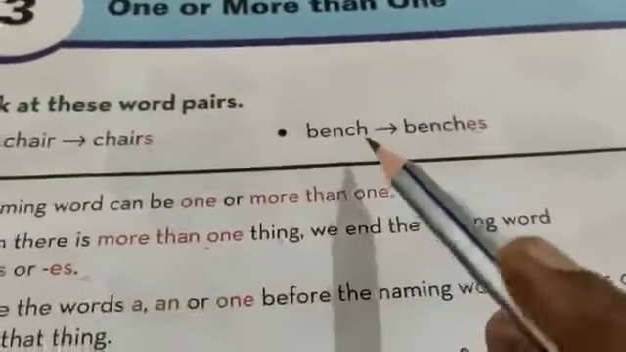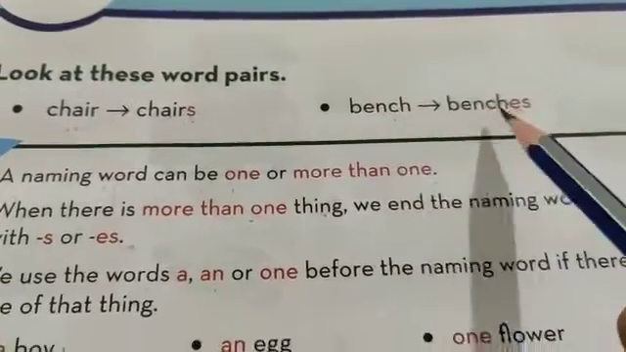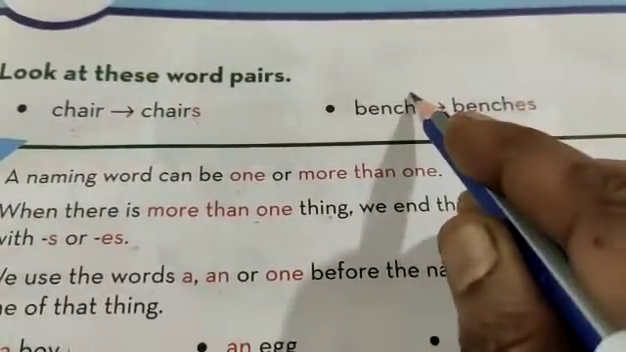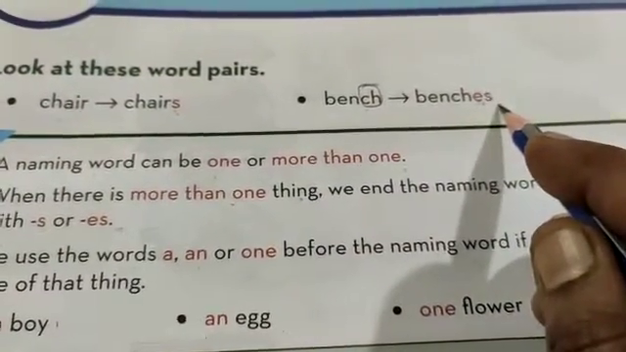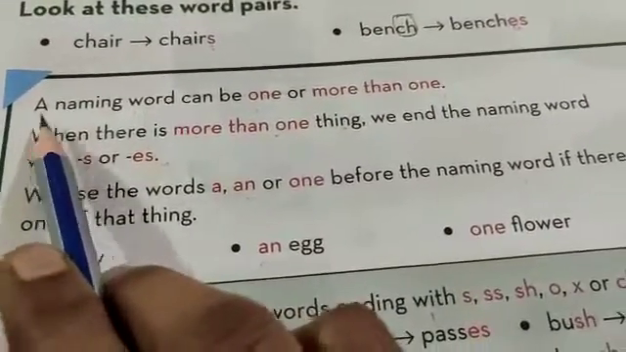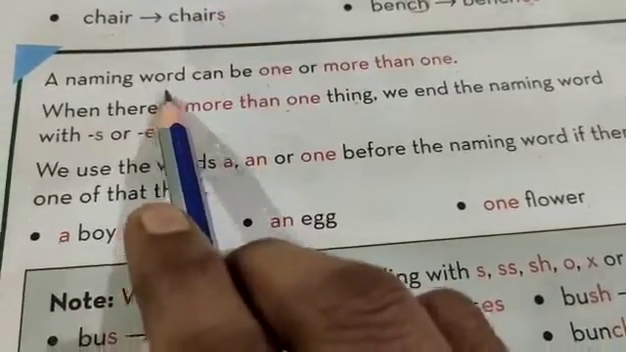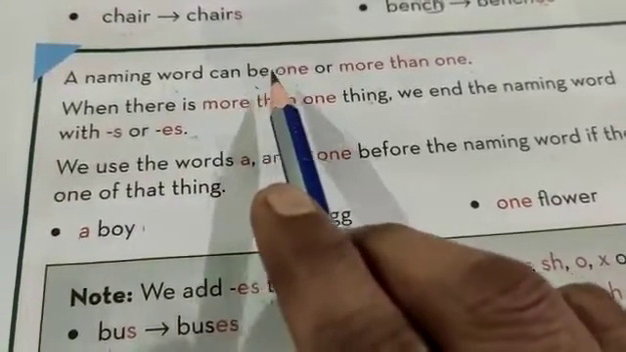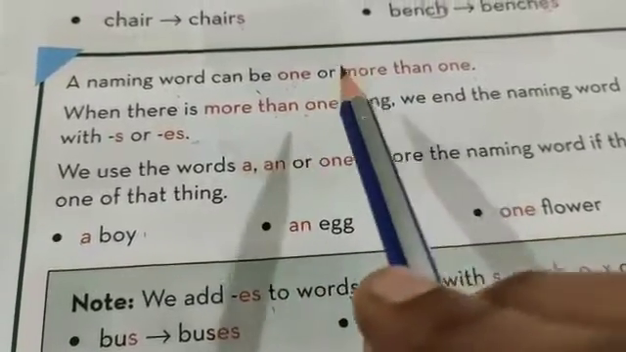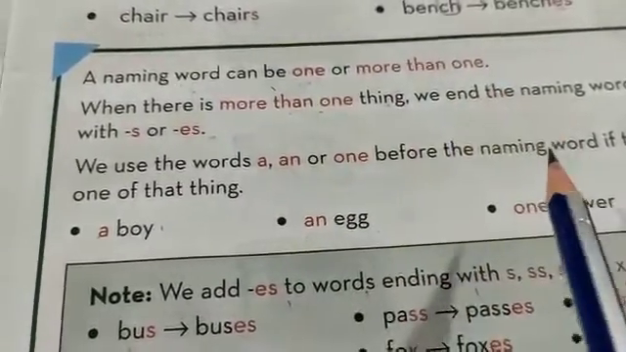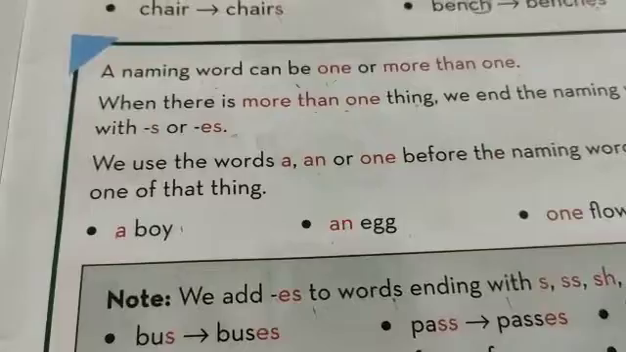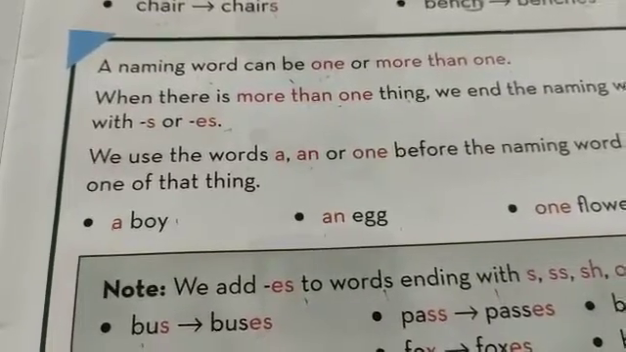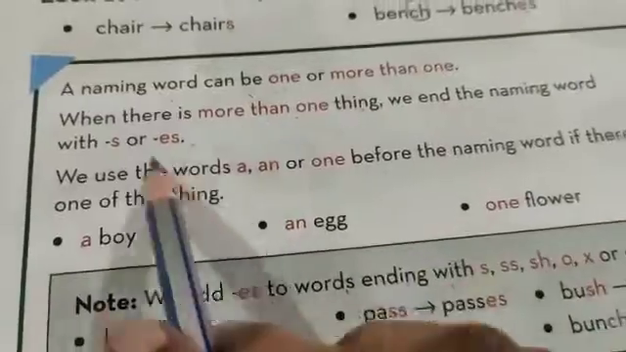Okay. In the same way here, bench, benches. See here, ending with ch, that is why they have added es here to make it plurals. Okay, all will repeat after me now. A naming word can be one or more than one. That means a naming word. That means a person, place, animal or a thing. It can be one or more than one.